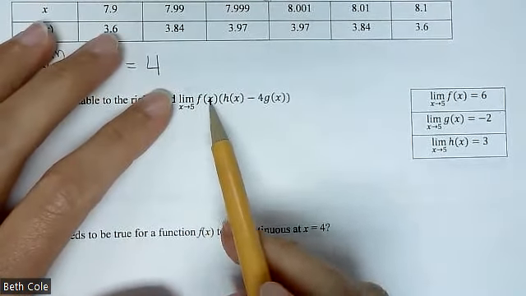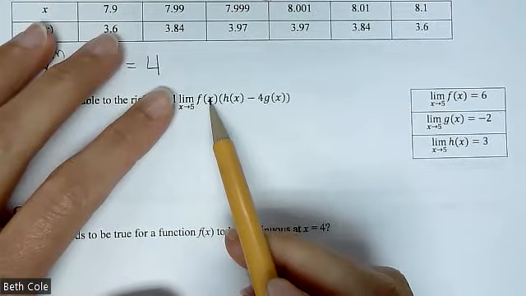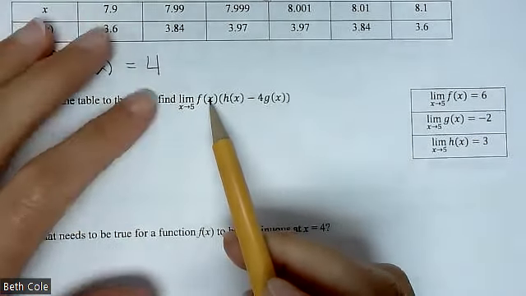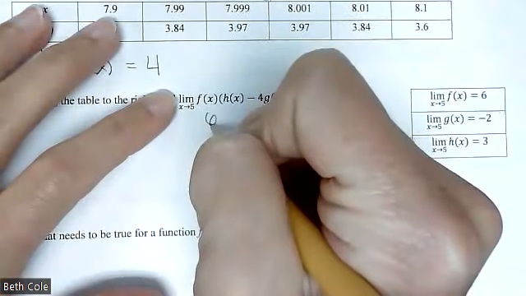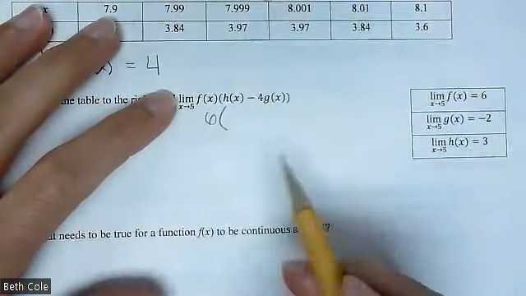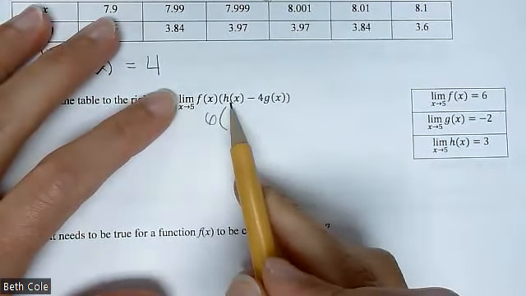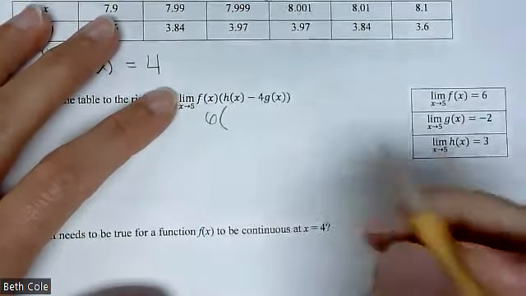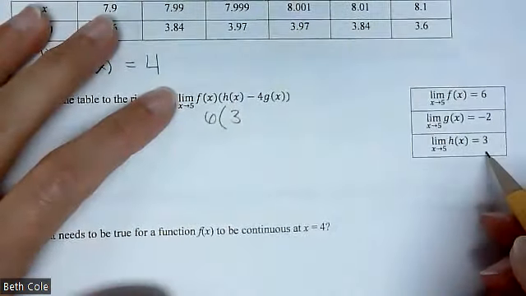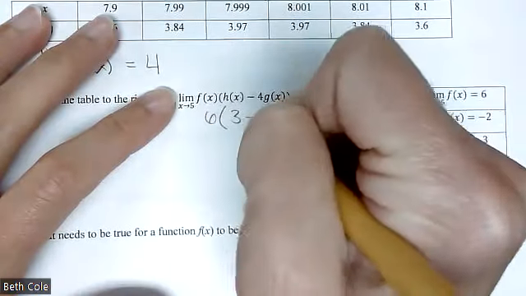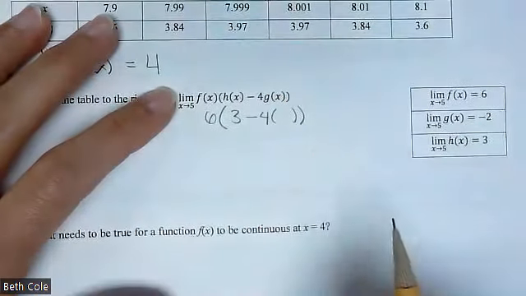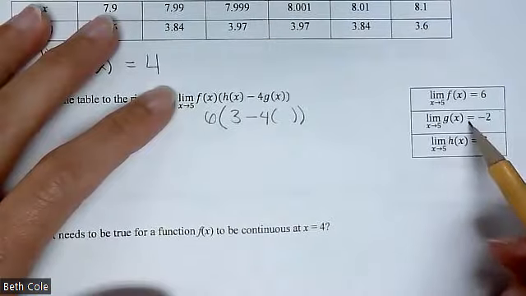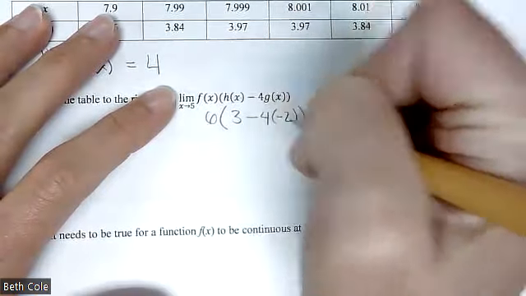So limit as x goes to 5 of f of x. Just look at the table. What is that value? Okay, so that part's 6. And then parenthesis. And then what is the limit as x goes to 5 for h of x? 3. Don't overthink this, guys. It's right there. It's 3. Minus 4 times, and then for the limit as x goes to 5 of g of x, it's -2.